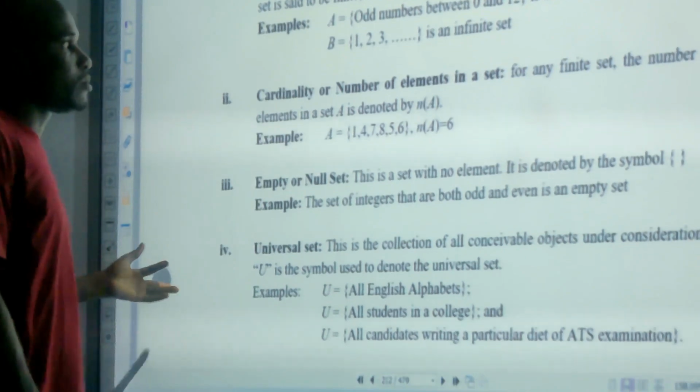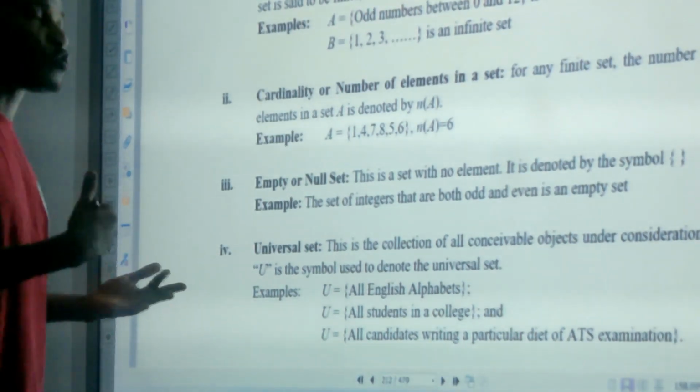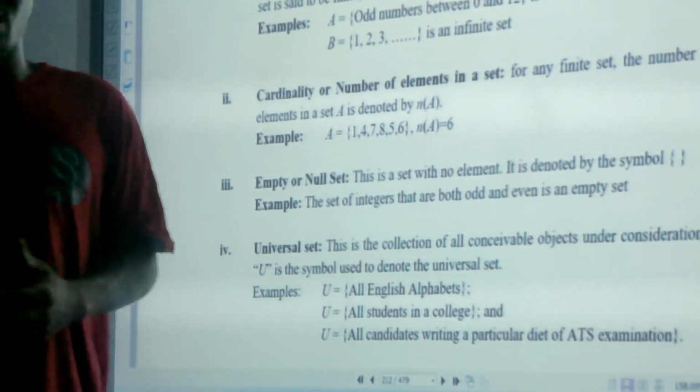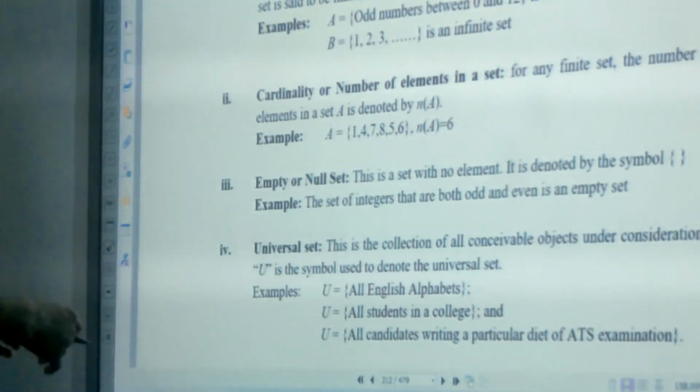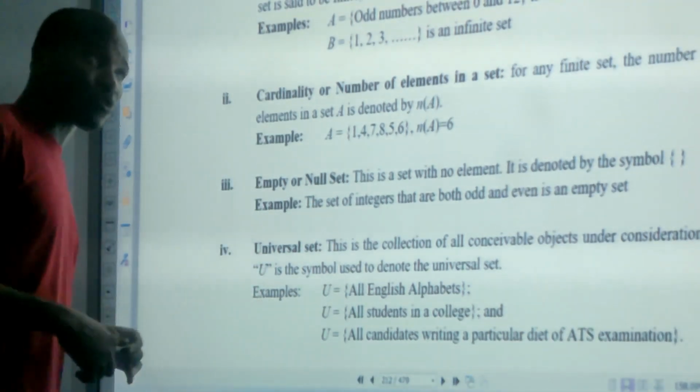So we have set B now. Set B is infinite. I've said 1, 2, 3, and it's continuous. I'm talking about the set of all counting numbers, or positive integers, that does not have a stop.